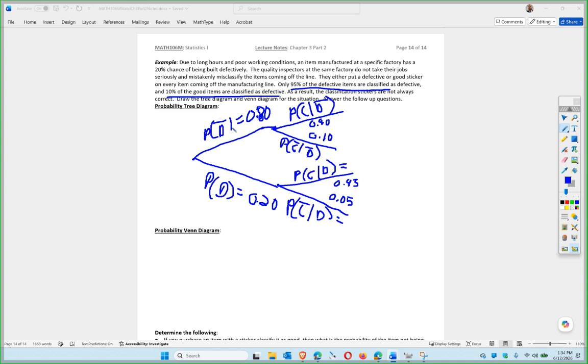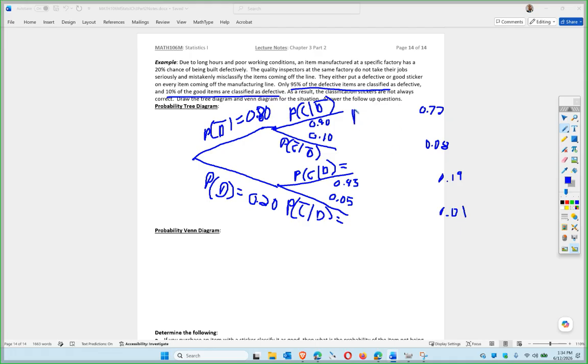We can do that now. So this times this is going to be 0.72. This times this is going to be 0.08. This times this is going to be 0.19. This times this is going to be 0.01, right?